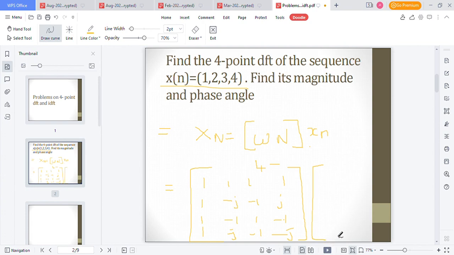And you need to multiply with 1, 2, 3 and 4. This is your first step. Then you're going to get a resultant. For the very first one, the resultant is 1 plus 2 plus 3 plus 4. You know how? I told you already, but I'll tell you once again. Just a minute, I'll write the whole thing. For my second one, I get 1 minus 2j minus 3 plus 4j.